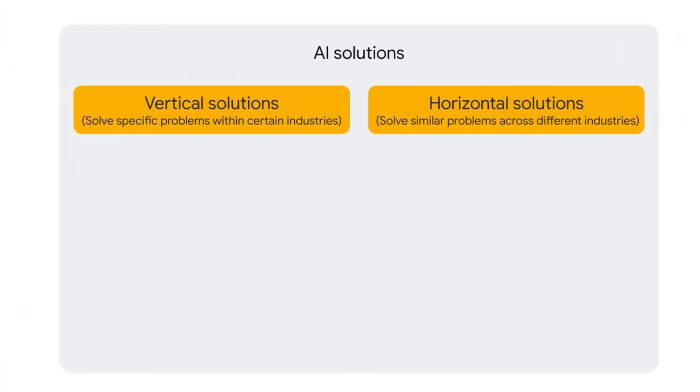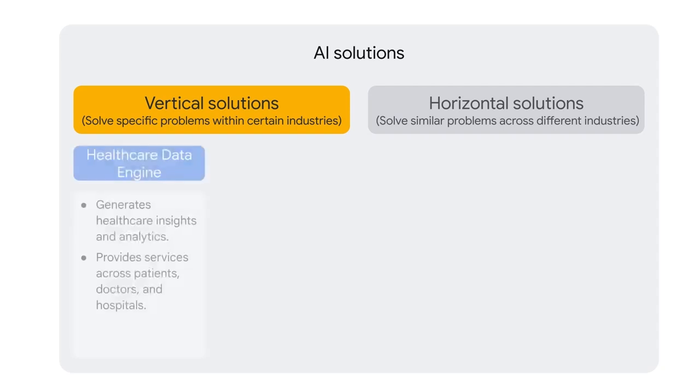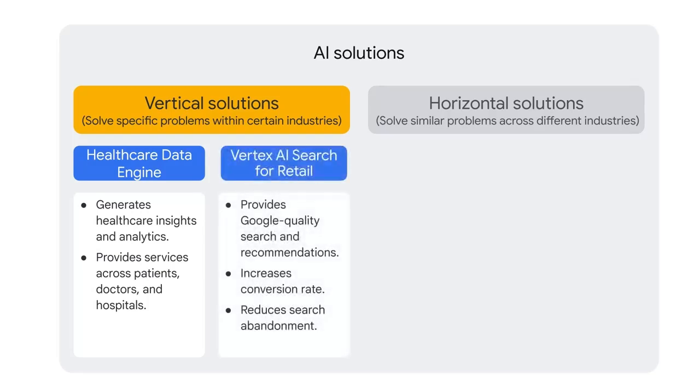AI solutions include both vertical and horizontal solutions. Vertical or industry solutions refer to solutions that solve specific problems within certain industries. Examples include Healthcare Data Engine, which generates healthcare insights and provides services across patients, doctors, and hospitals, and Vertex AI Search for Retail, which enables retailers to provide Google-quality search and recommendations on their own digital property, which can help increase conversion rate and reduce search abandonment.